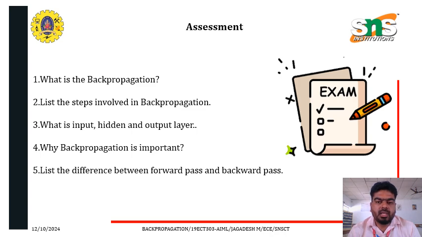So let's quickly see the assessment. As of now, we have seen what backpropagation is and why it is important in the neural network, and we have also discussed the working of backpropagation. Let us see the assessment.